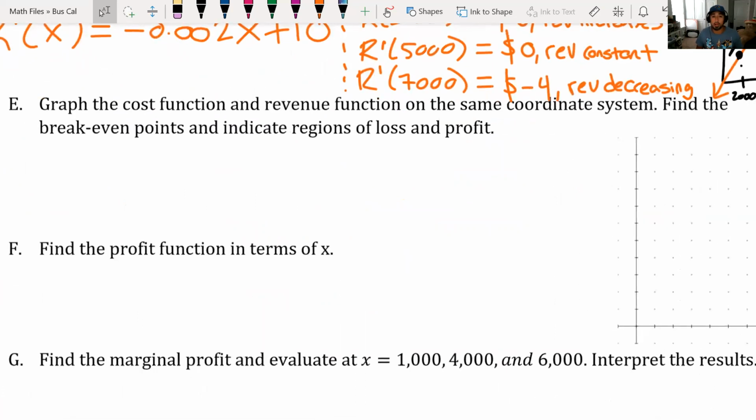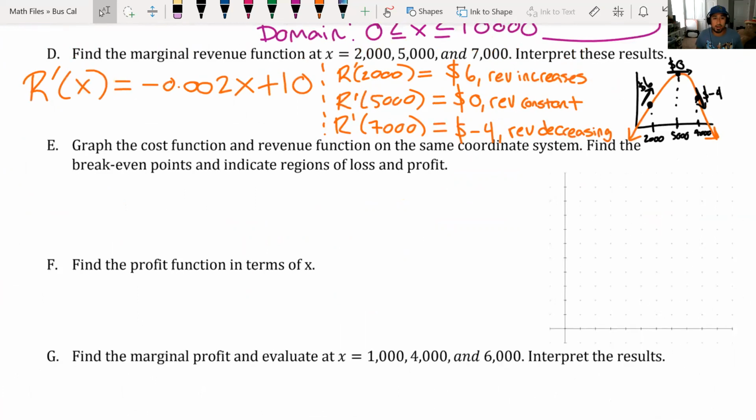E, graph the cost function and revenue function on the same coordinate system and find the break-even points and indicate regions of loss and profit. So this one would take like 30 minutes to do. So I'm going to show you how to shortcut this, and it's fine as long as our graph is nice and labeled.